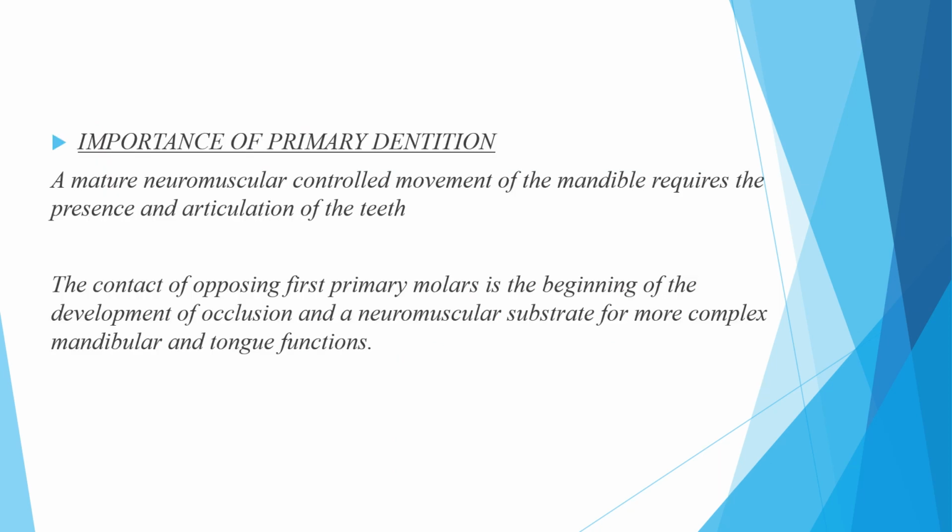Let's see about the importance of primary dentition. The primary dentition is very important to create neuromuscular control of movement of the mandible, which requires the presence and articulation of the teeth. The contact of opposing first primary molars is the beginning of the development of occlusion and the neuromuscular substrate for more complex mandibular as well as tongue functions.